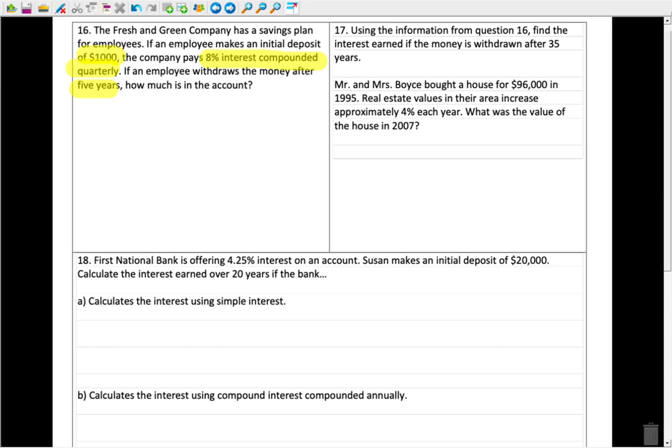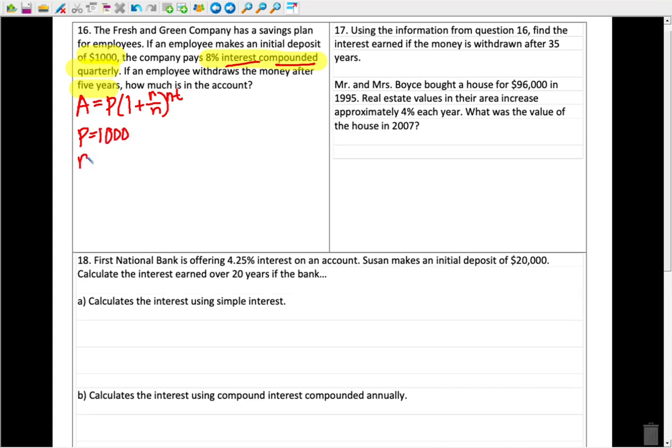Okay, so let's see. We start with an initial deposit of $1,000, and notice it says that it's interest compounded. So that means we're using the compound interest formula. I'll write that down. By now, you should have it memorized. And it's telling you the initial deposit. So this time it's giving you the principal of 1,000.